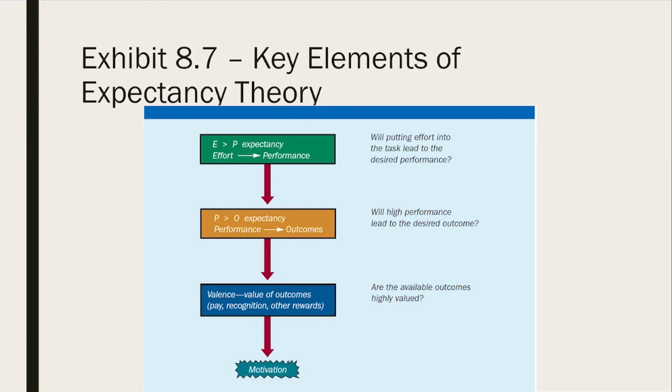And then the third level, are the available outcomes highly valued? Well, that depends. Is an A valuable to you? If you are the type that says, nah, I'll get by with a C, I'll still graduate, then maybe you may not put forth the effort that an A student would in studying for exams. You may not value that outcome as much. So your effort may not be as motivated, it may not be as concerted as someone who is trying to get an A.